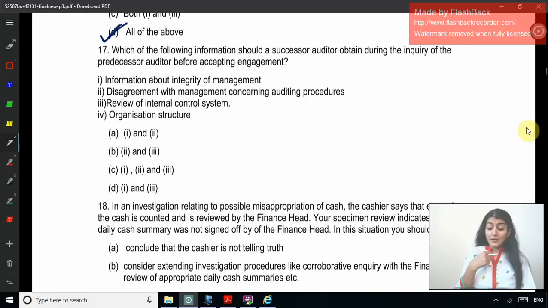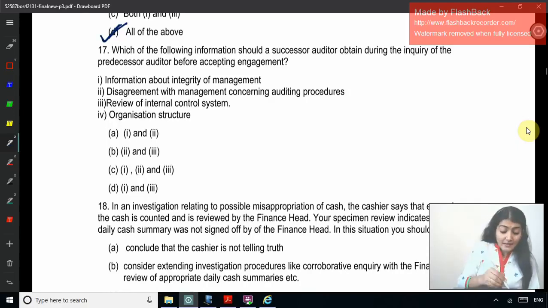Right, disagreement with the management concerning the auditing procedures. So that reminds me of any limitation on scope if it has been imposed by the management. Review of internal control system, organization structure. Right, so now see, review of internal control system, organization structure, that incoming auditor you can check on your own. Why do you need to ask the outgoing auditor?